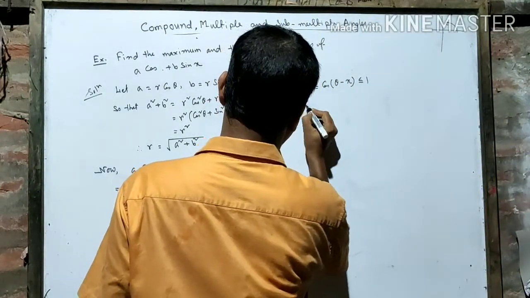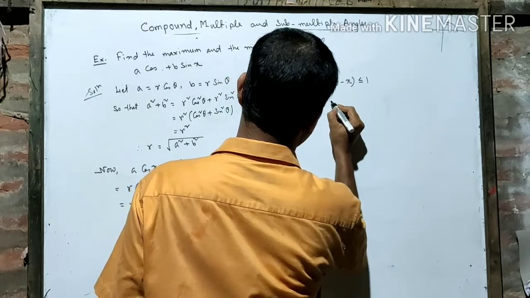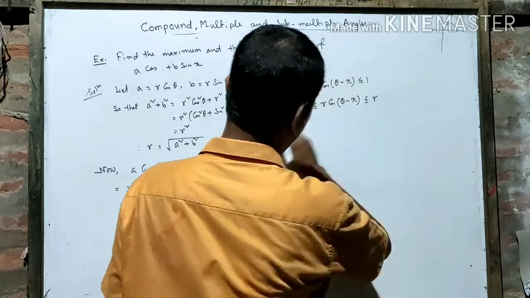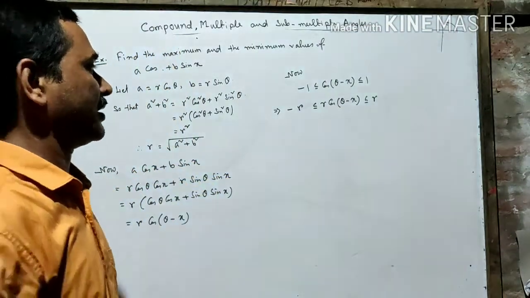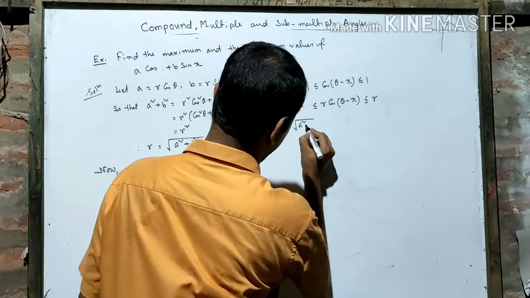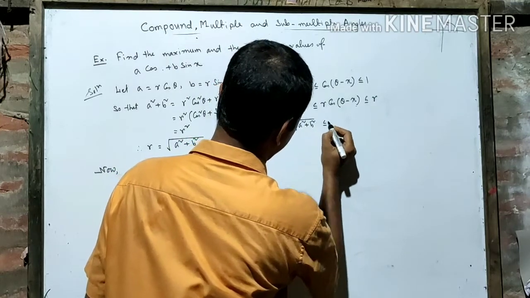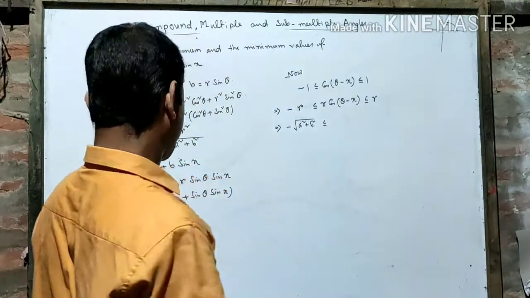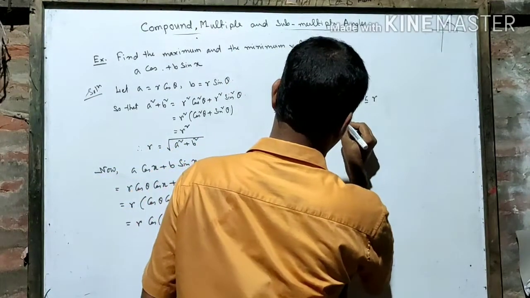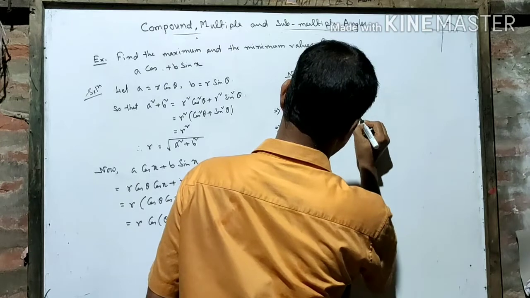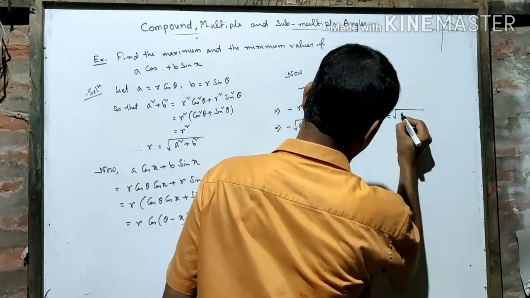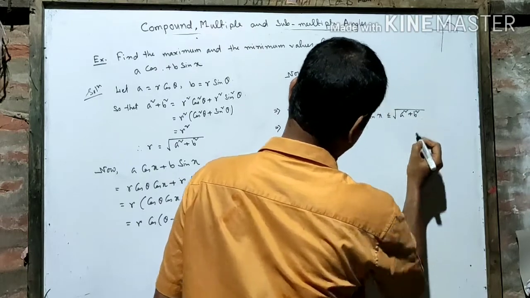Let's multiply with R. So minus R less than equal to R cos of theta minus x less than equal to R, multiplying throughout by R. What is R? R is root over A square plus B square, and R cos of theta minus x is equal to A cos x plus B sin x. So A cos x plus B sin x lies between minus root over A square plus B square and plus root over A square plus B square.